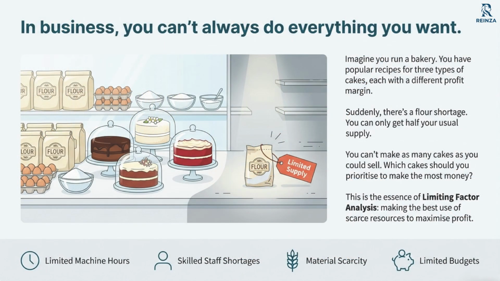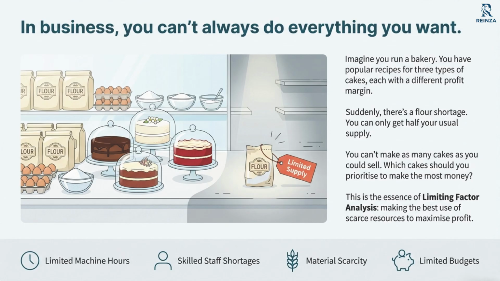Welcome to Chapter 3 of Applied Management Accounting. Today, we are going to explore one of the most practical and frequently tested topics in your AAT Level 4 examination: limiting factor analysis. Let me start with a simple scenario that will make this concept crystal clear.